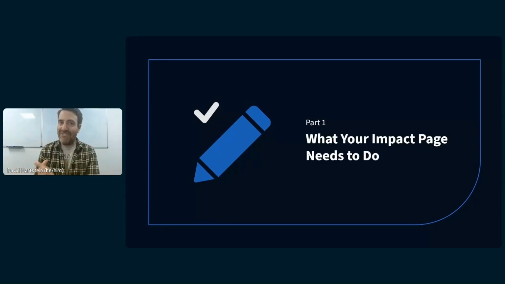A lot of pages throughout your website address these things from different, maybe more specific angles, but your impact page is where all of those details come together to bring your mission to life. Where you show not just what you do, but what's actually changed for the better because of it, the difference that you're making in the world.